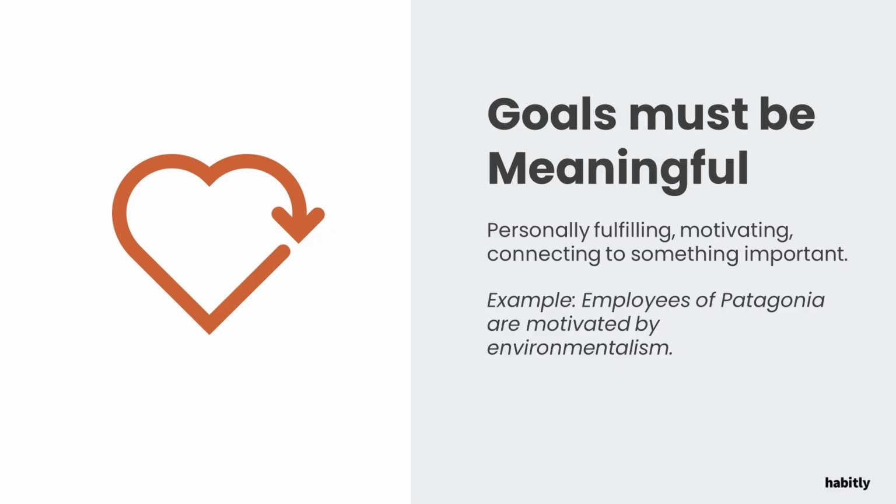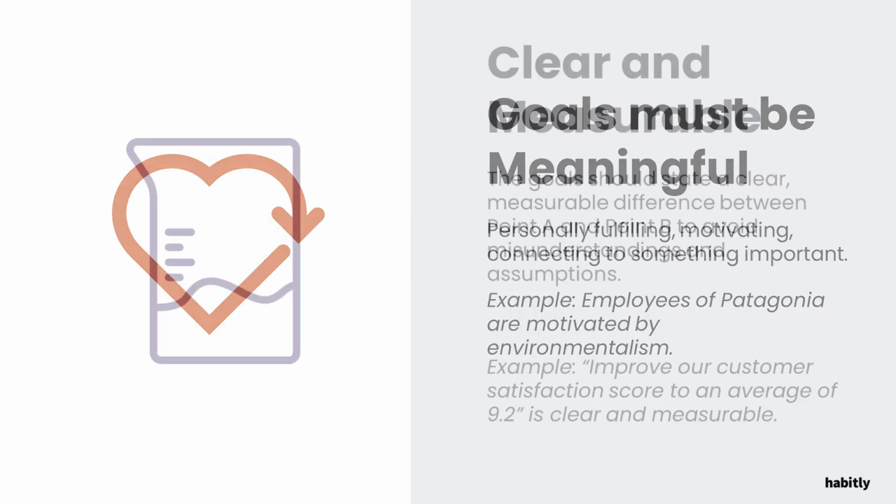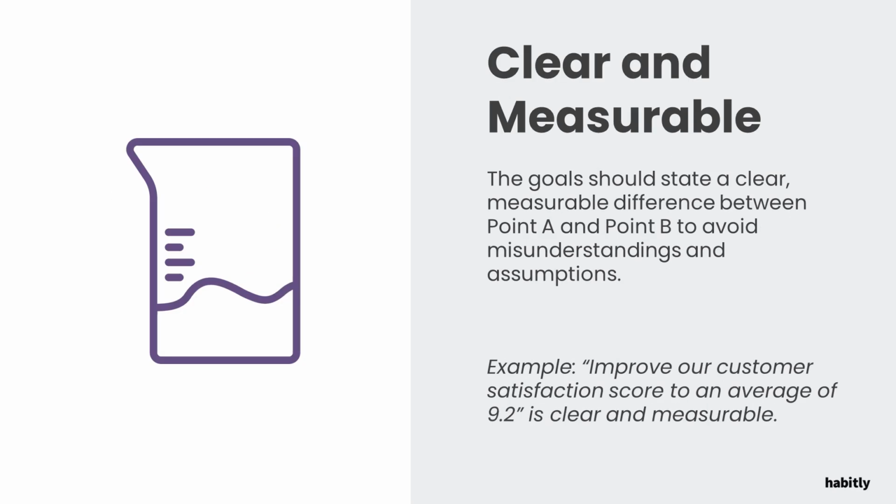For instance, if you care about the environment, then you might want to achieve goals as an employee of Patagonia because they use organic, sustainable materials and donate profits to environmental causes. Second, the goal must be clear and measurable to you and anyone else involved. This avoids misunderstandings and assumptions.